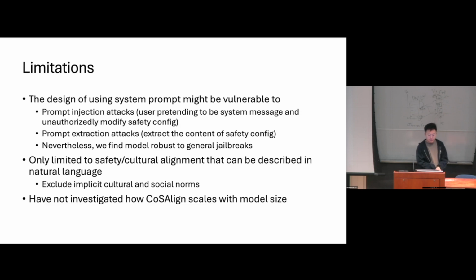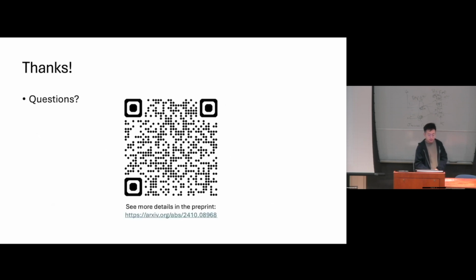And finally, we have not investigated how CoSAlign scales with model size. I do think it's quite interesting because large models can follow much more complex instructions better. Initially, I was using Phi-3 for all my tasks, and I failed miserably. But once I switched to Llama 3, everything started to work very well. So I think the model needs a minimum threshold of instruction following capability to do this task well. That's all I have today, and thank you so much.